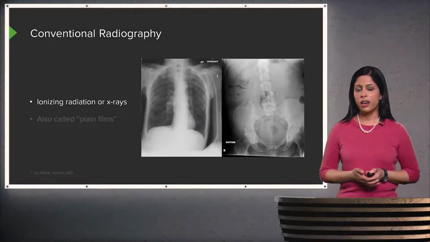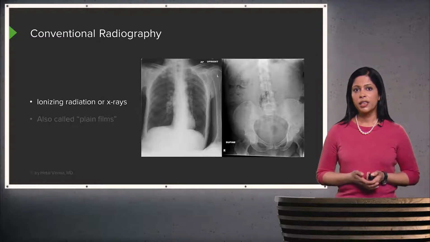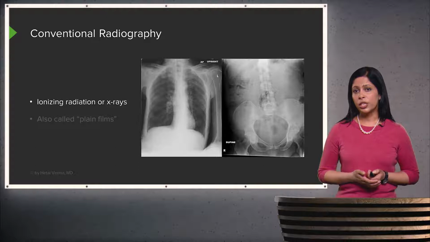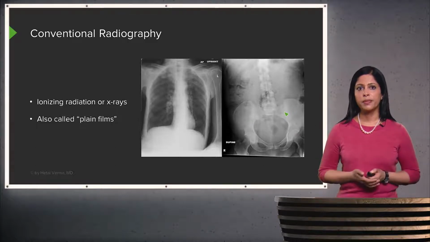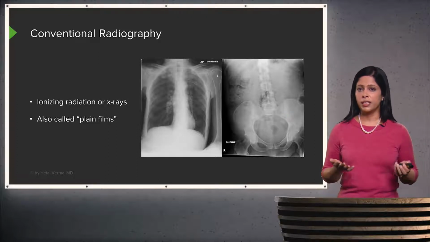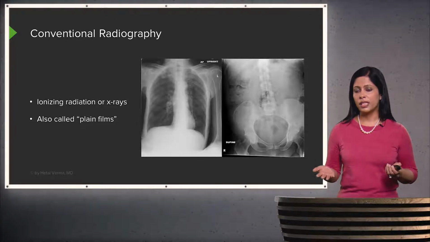So conventional radiography is also called an X-ray, and it's produced by ionizing radiation. You see two examples here of a normal chest X-ray and a normal abdominal radiograph, or an abdominal X-ray. These are also called plain films. So there are multiple terms that really signify the same thing. A radiograph, a plain film, or an X-ray are really all the same thing.